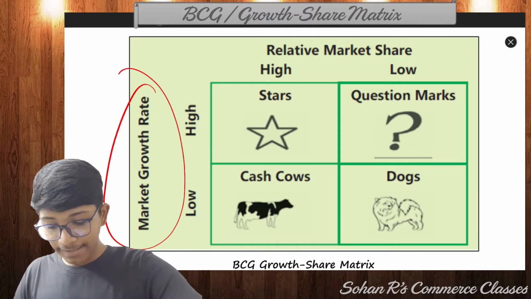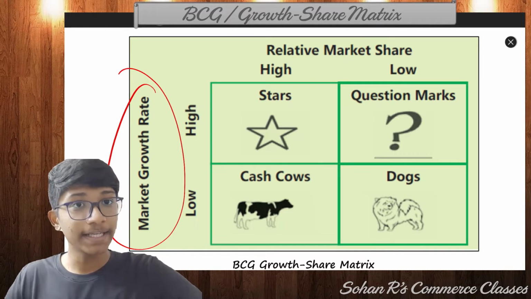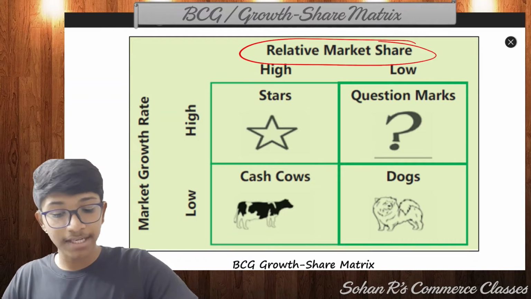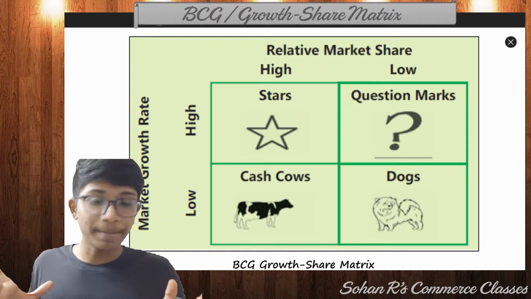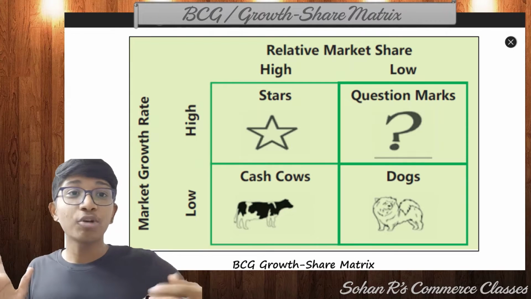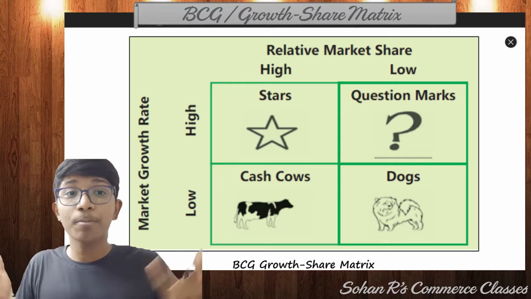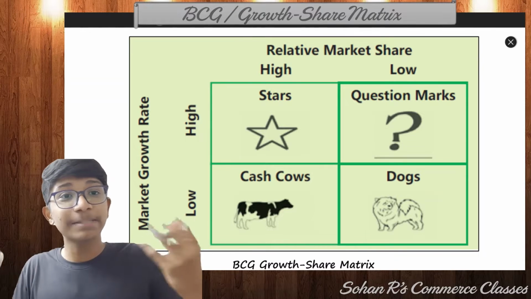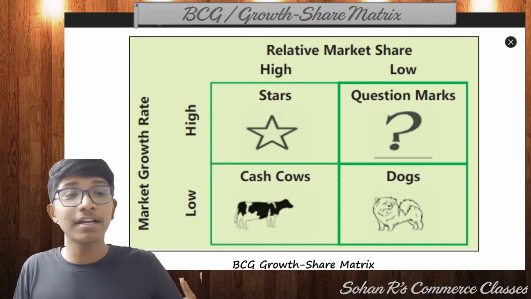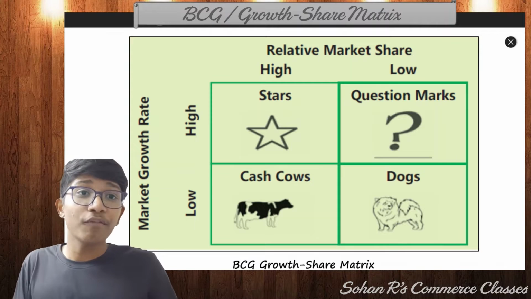The vertical axis is nothing but the market growth rate, and this one is the relative market share. Now I'm going to explain what they mean. Market growth rate is your potential in the future, and how your product or your business is going to expand and become more profitable in the future.